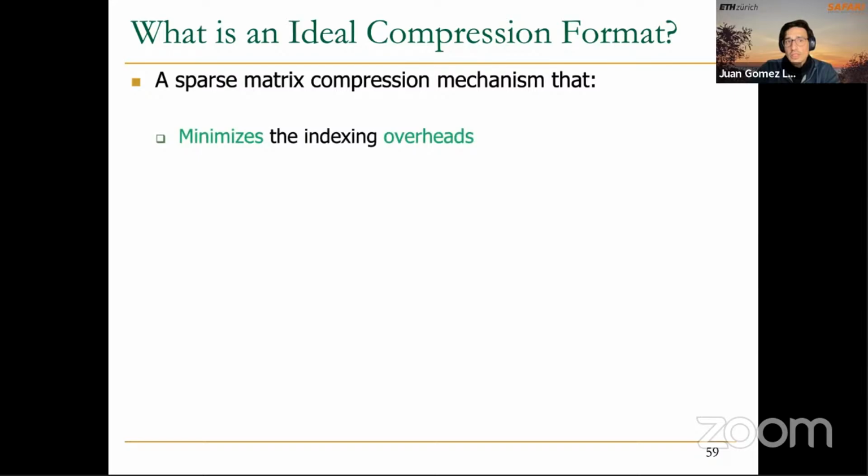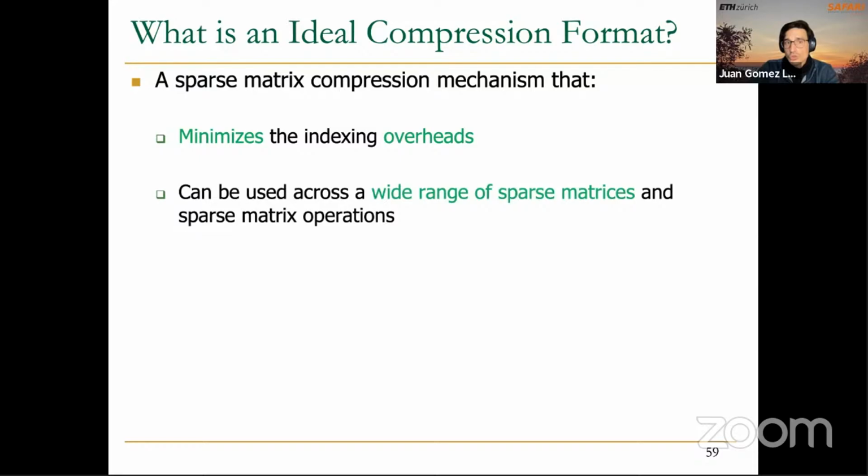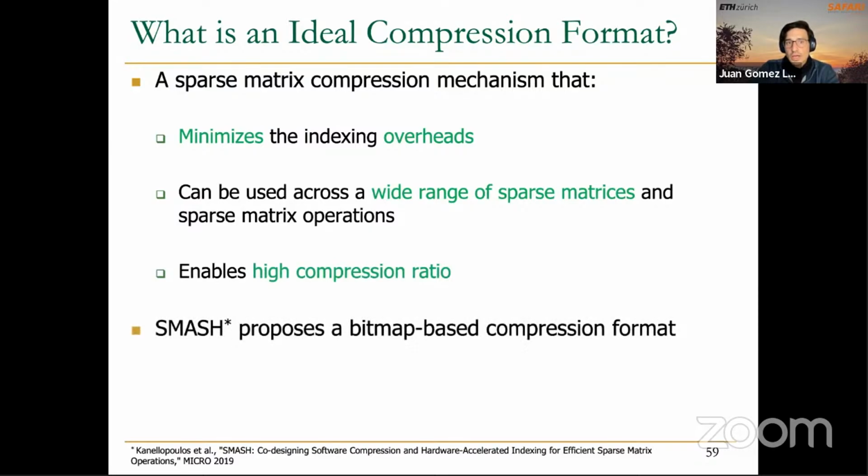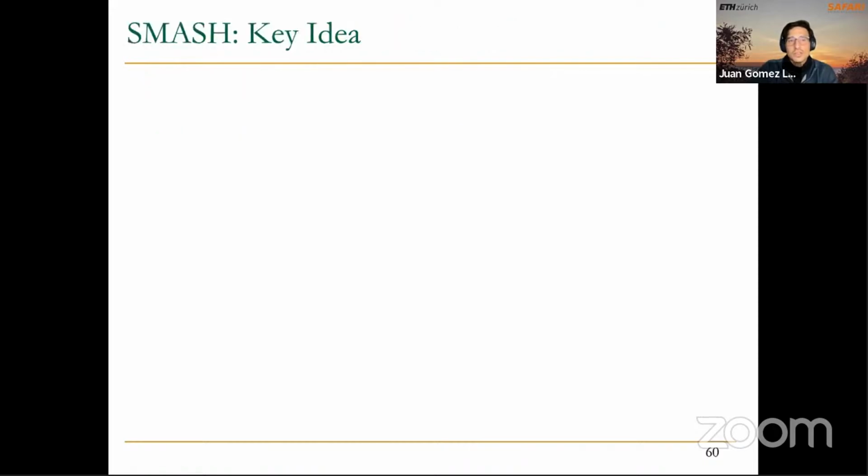So the question here is, what is an ideal compression format? An ideal compression format minimizes the indexing overheads, can be used across a wide range of matrices and sparse matrix operations, and also enables a high compression ratio. And that's what we propose in the SMASH paper, one of the works by Konstantinos, a PhD student in the SAFARI group, where he proposed a bitmap-based compression format. Let me explain quickly the key idea of this SMASH project.